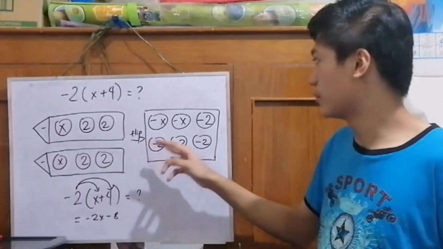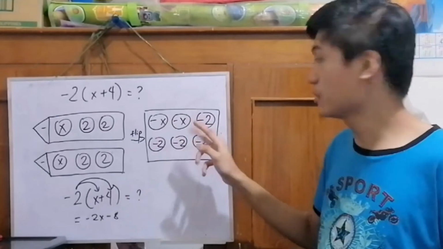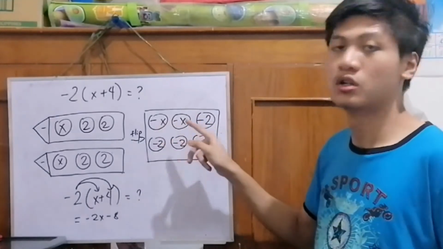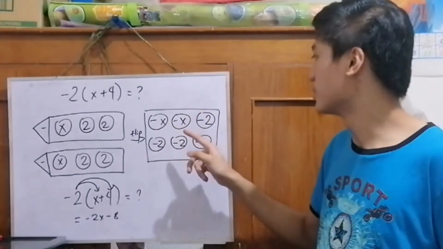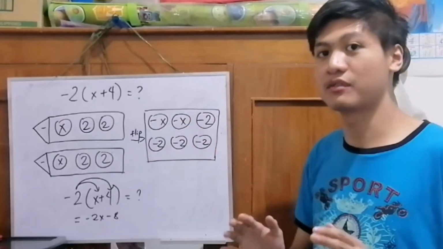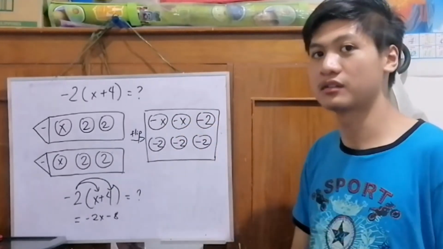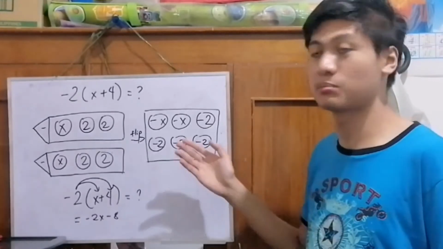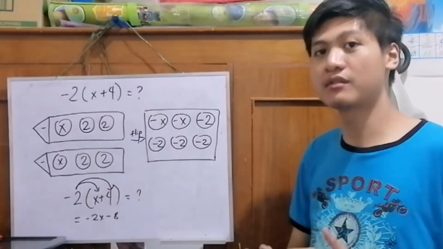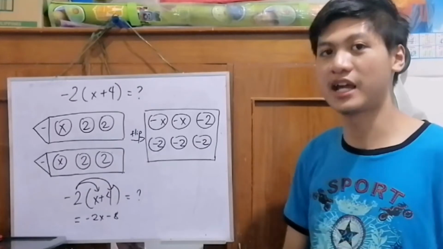So we flip, and this is the outcome, and all we have to do is just count them. Now we count 1, 2, so that is negative 2x, and then 2, 4, 6, 8, so that is negative 8. Well, our answer for this problem then is negative 2x minus 8.